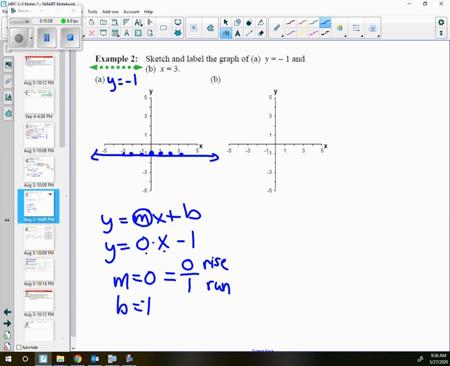So y equals a number is always a horizontal line. The rise is 0. It's not going up or down at all. That's what a slope of 0 means. So if you see y equals just a number, yep, we're going to go ahead and make a horizontal line at that value. All right, let's take a look at the second one.